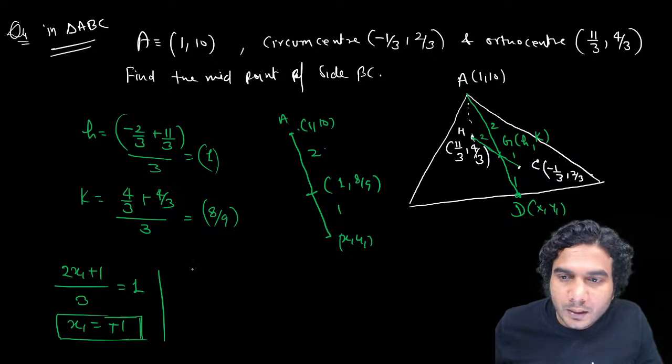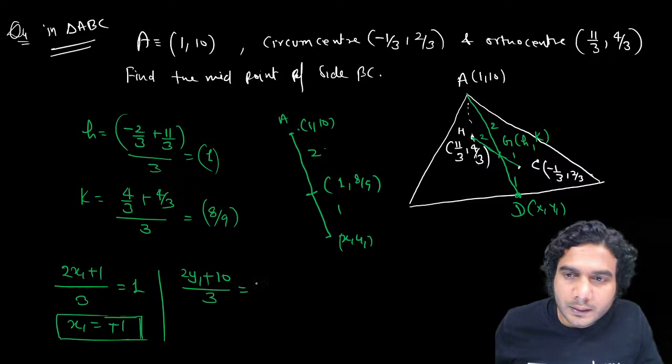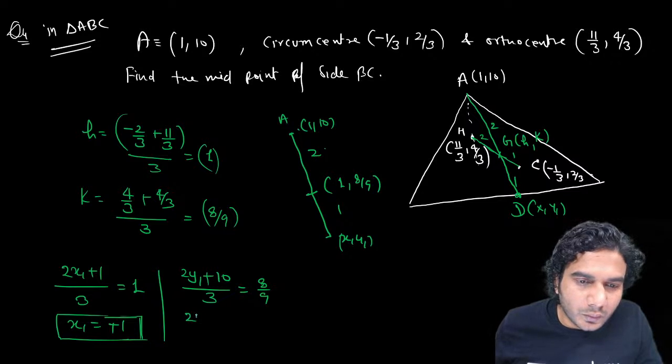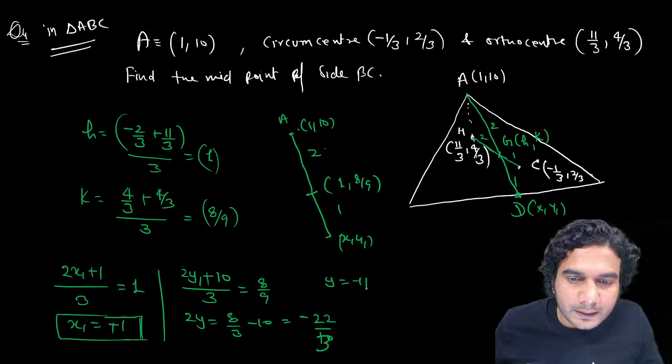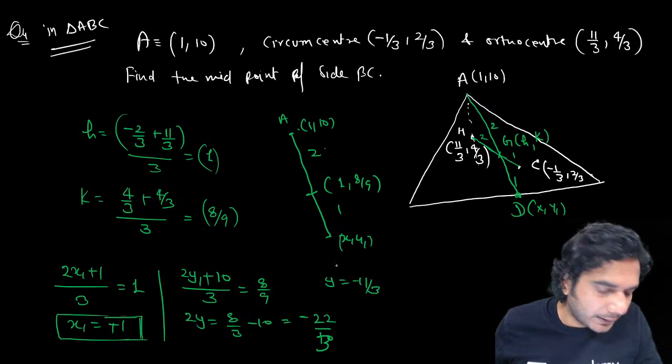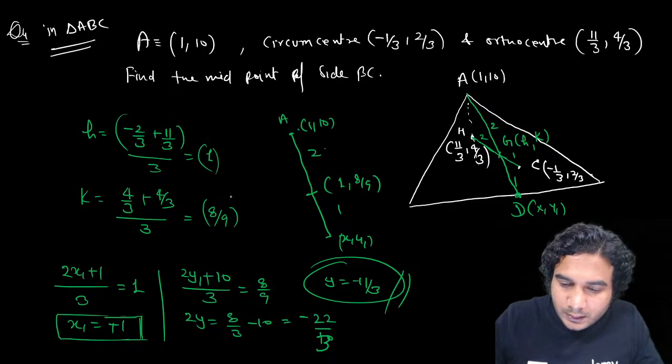And 2 times of y1 plus 1 into 10 divided by 3 is equal to what? Is equal to k is 8 by 9. Okay, so that is 8 by 3. So 2y is equal to 8 by 3 minus 10. So 30 minus 8 is 22. So minus 22 by 10. 3. So yes, y is equal to minus 11 by 3. Yes, you guys got the right answer. Correct. Yes, so that is the answer. Okay, so in this way we can do it.